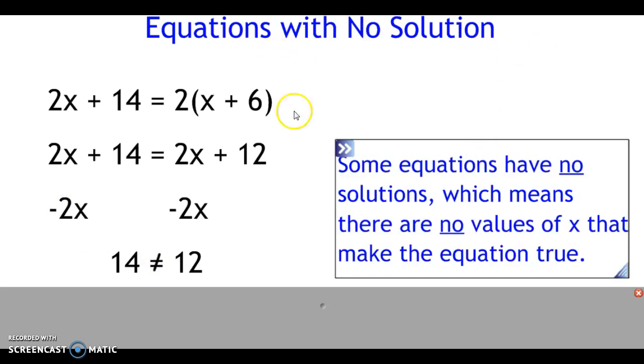Equations with no solution feature an answer like this with two different numbers. Some equations have no solutions. That means there's no value of x that makes the equation true. There's never going to be a true result for this equation.